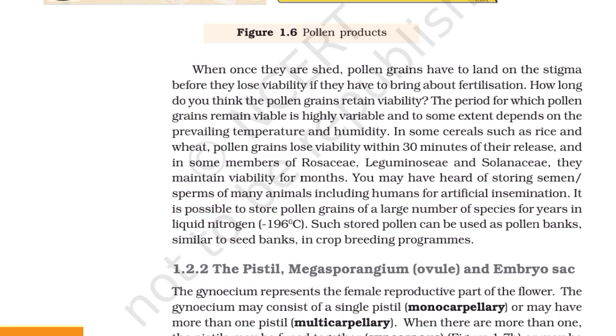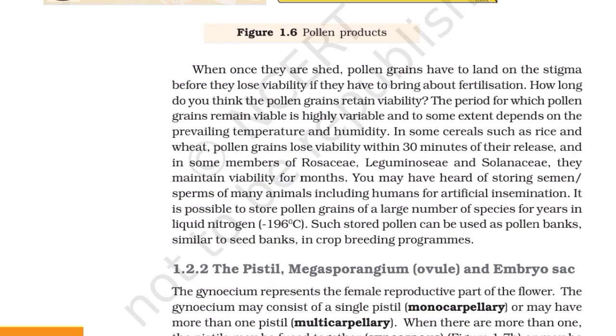When once they are shed, pollen grains have to land on the stigma before they lose viability, if they have to bring about fertilization. How long do you think the pollen grains retain viability? The period for which pollen grains retain viability is highly variable and to some extent depends on the prevailing temperature and humidity. In some cereals such as rice and wheat, pollen grains lose viability within 30 minutes of their release, and in some members of Rosaceae, Leguminosae, and Solanaceae, they maintain viability for months.